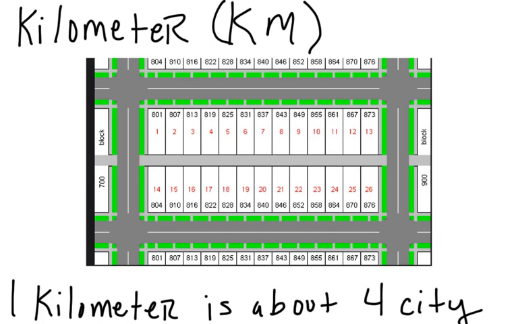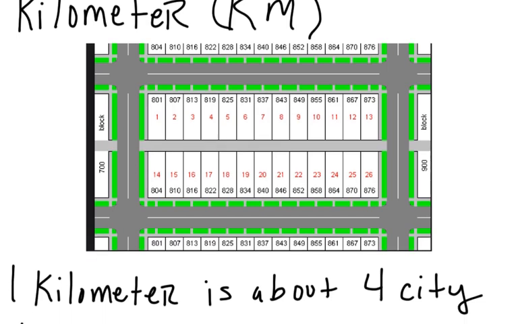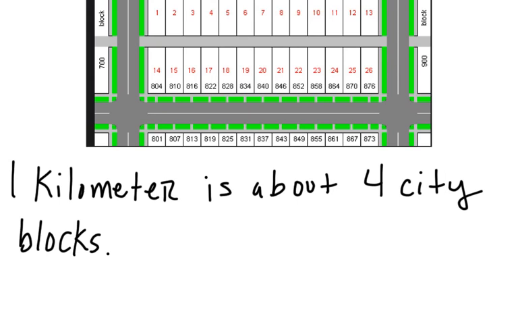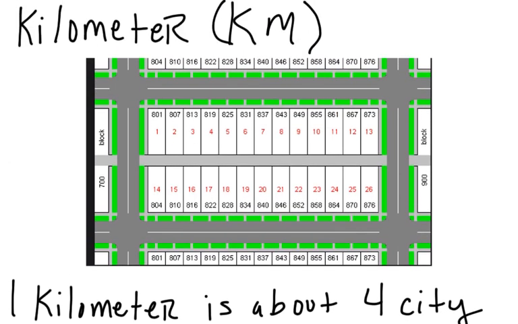Now, when we talk about kilometers, kilometers are very long, almost about the same length as a mile. And so 1 kilometer is about 4 city blocks. So you think about the street that you live on. So think about, because this right here is just 1 block.